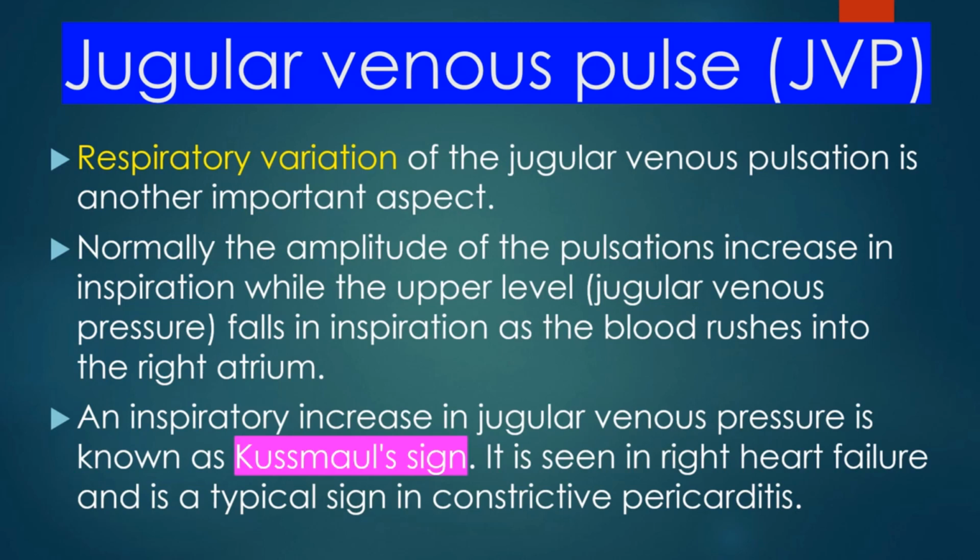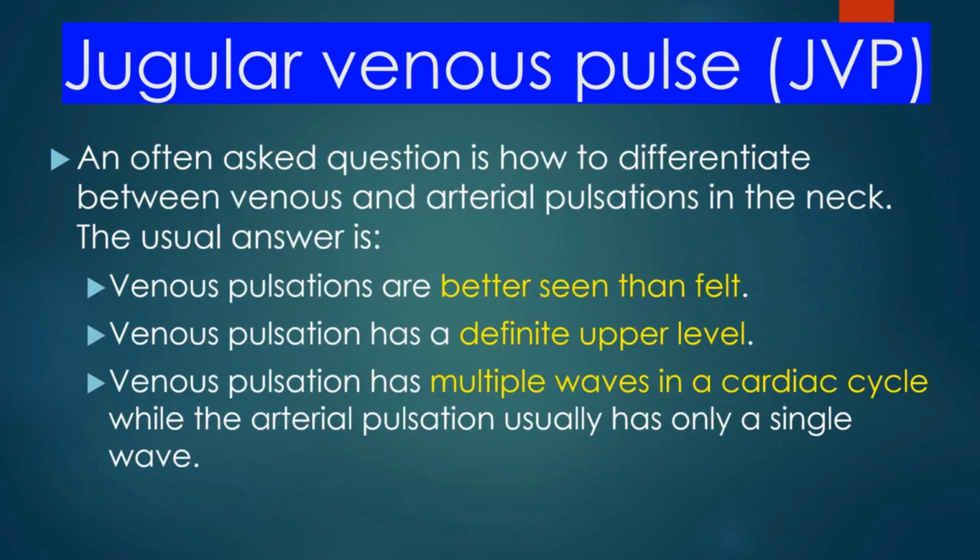An inspiratory increase in jugular venous pressure is known as Kussmaul's sign. It is seen in right heart failure and is a typical sign in constrictive pericarditis. An often asked question is how to differentiate between venous and arterial pulsations in the neck. The usual answer is venous pulsations are better seen than felt. Venous pulsation has a definite upper level and multiple waves in a given cardiac cycle, while arterial pulsation usually has only a single wave.